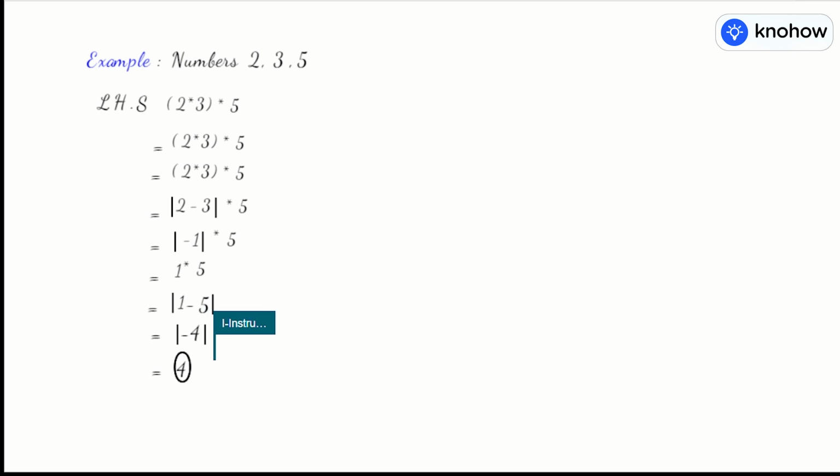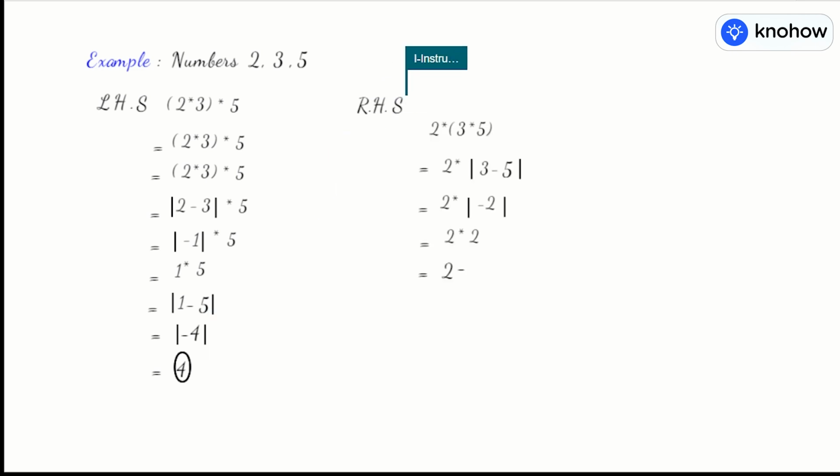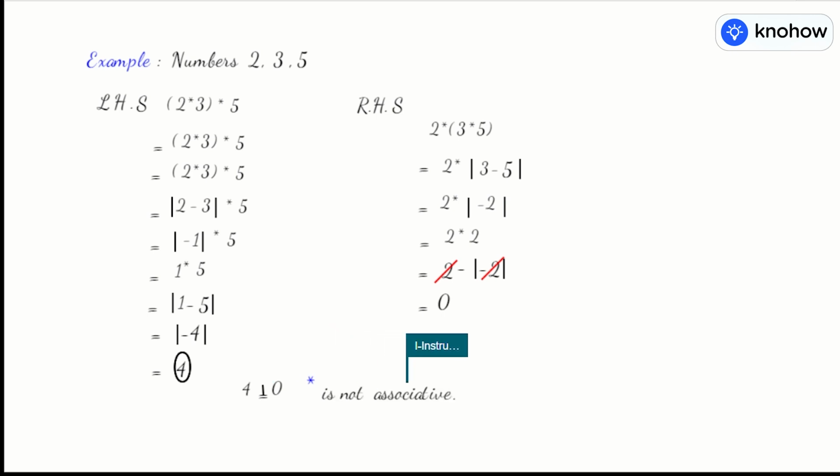Now check the right hand side. That is 2 minus modulus of 3 minus 5. 3 minus 5 is minus 2. Minus 2 modulus is 2. And 2 minus 2 you get 0. So you see with the help of example also that the two sides are not equal. So let me conclude that the binary operation star is not associative. And that's what we have to prove in the first part. That is, the binary operation star is commutative but not associative.